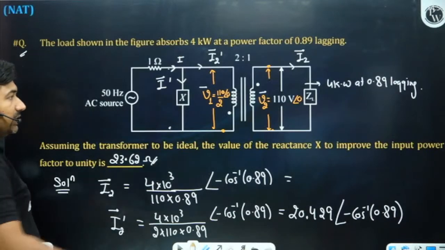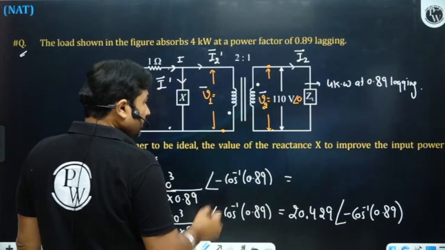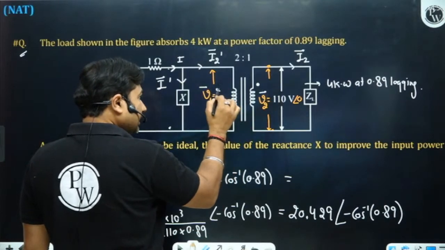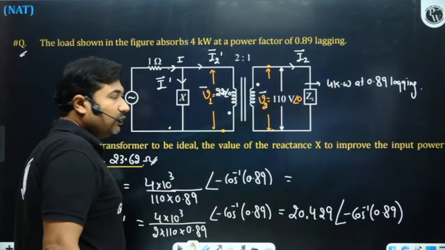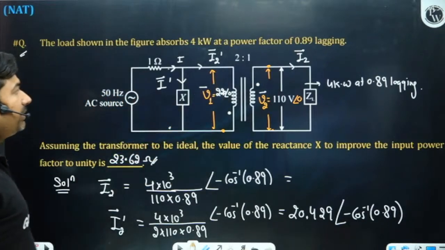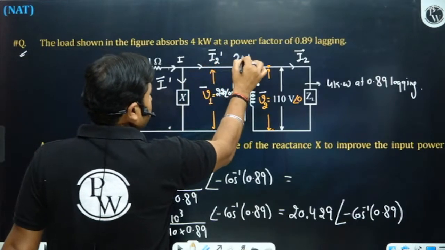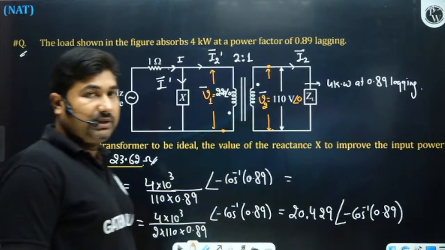Be careful with the voltage. I have made a mistake while writing the voltage. When we are referring to this side, it will become 220 at an angle 0. Please be careful with the voltage. When you refer this to this side, it will be multiplied by 2. That's 2 is to 1, not 1 is to 2. I made a mistake while considering the voltage. So please be careful.